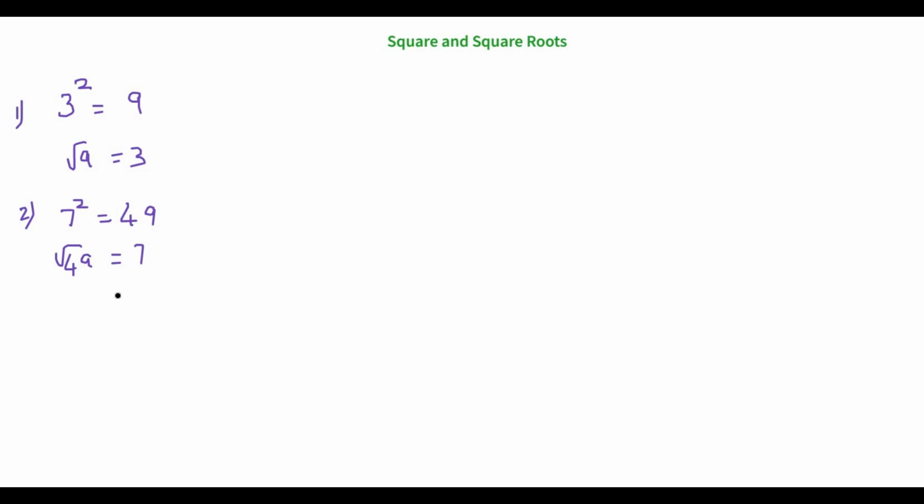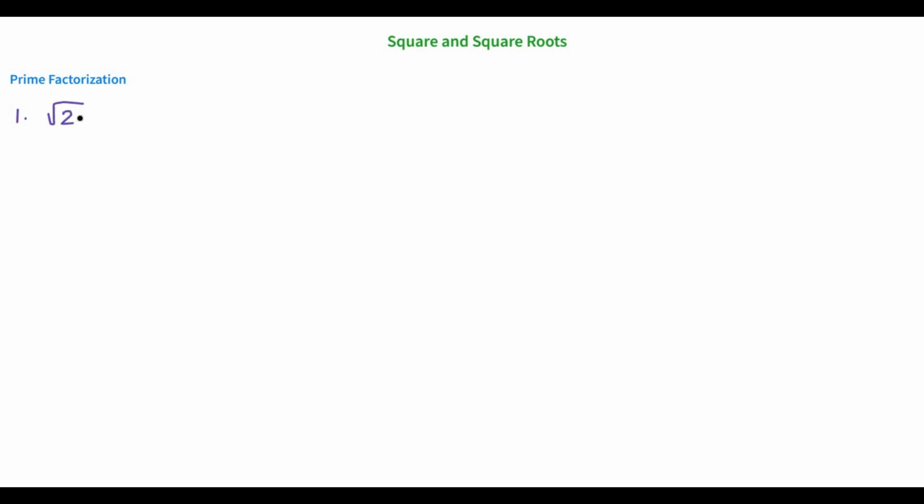To find square roots, there are 2 methods. We can find them either by the prime factorization method or the long division method. First, let's see the prime factorization method. Let's take the first example: find the square root of 256. Whenever we have a number like this, we can use the prime factorization method.